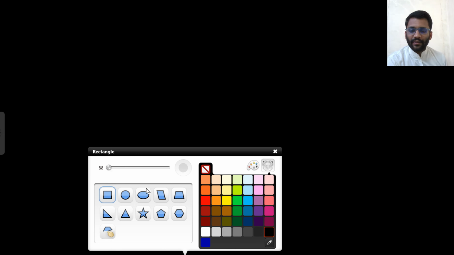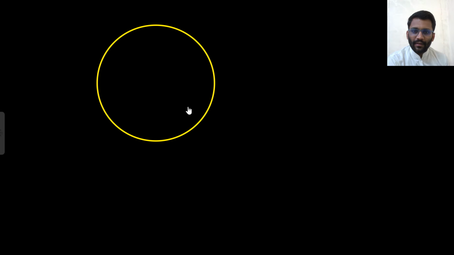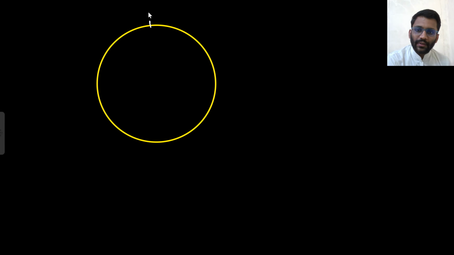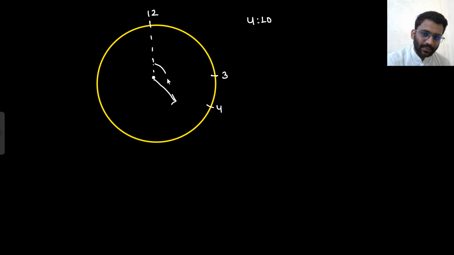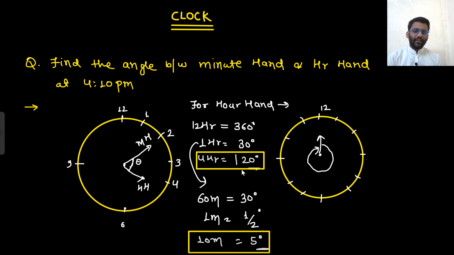So basically what is happening, this is your clock, this was your 12, this is your 3, this would have been your 4. Let's assume this was the reference we were taking and this is our center. From here the time is 4:10, right? So our hour hand has moved 125 degrees, because 120 plus 5 is 125 degrees. This is what we are talking about, only our hour hand. We did not talk about the minute hand.